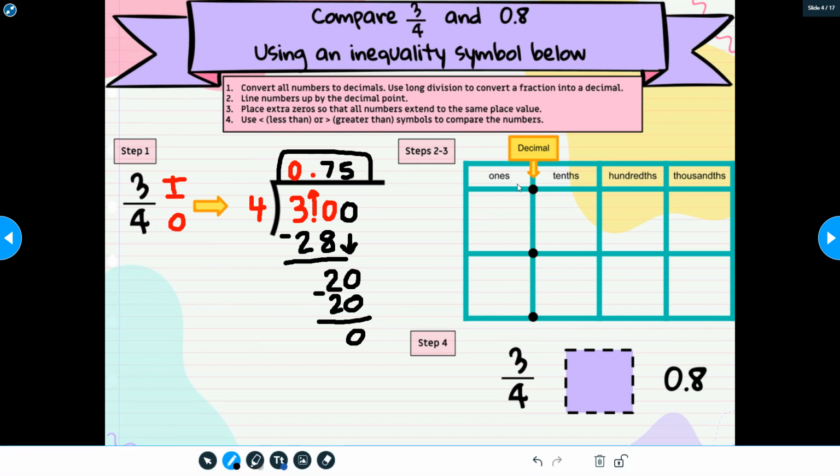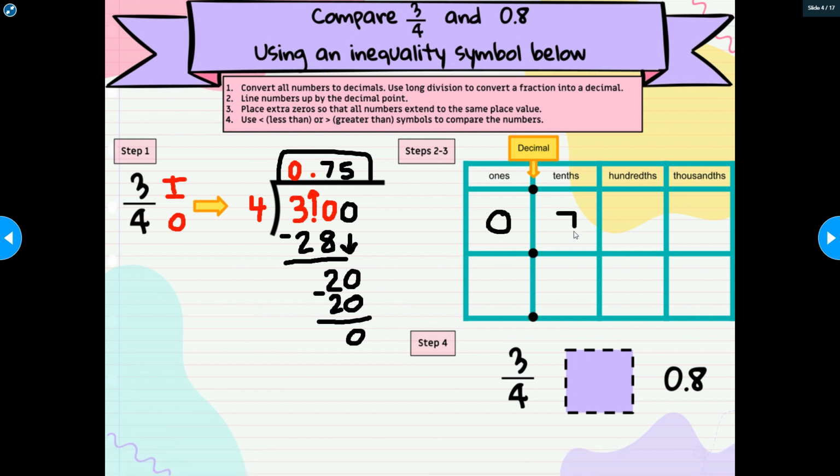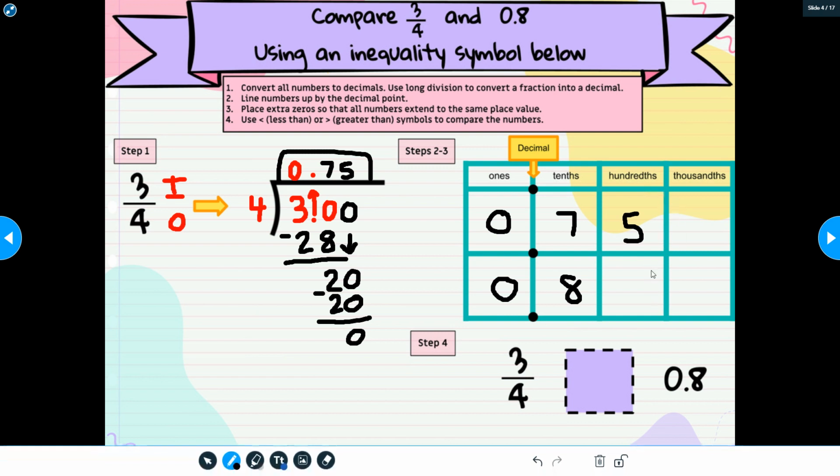So now my next step is to line it up by the decimal in this place value chart over here. So I'm going to do that now. 75 hundredths. I'm going to do the same thing with 8/10. Now you'll notice that they don't extend to the same place value. So we're going to go ahead and do that.